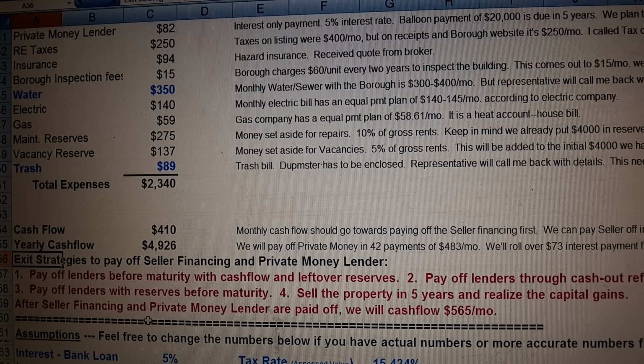Let's say that we continue to maintain the property and use that money for the reserves or making big expenses, we can pay off both of them in less than 5 years, just from the cash flow and using a little bit of the reserves.